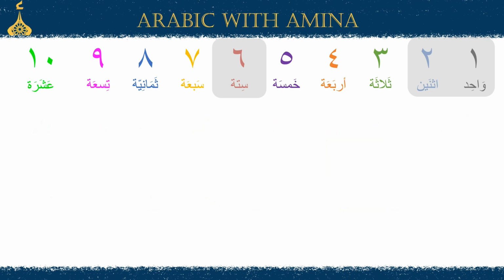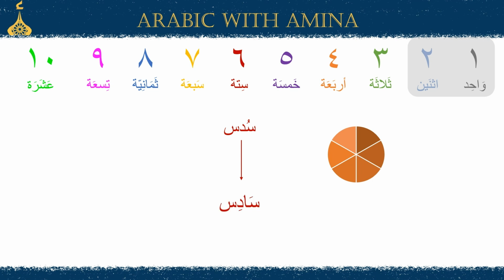But now we will be talking about ستة. The fraction of ستة is sudus, 1/6. It has a dal in it, even though the number 6 has a ta. That's why we didn't explain it with the other numbers. But it follows the same rule. To say 6th, we would say sadis. Include the alif after the first letter.